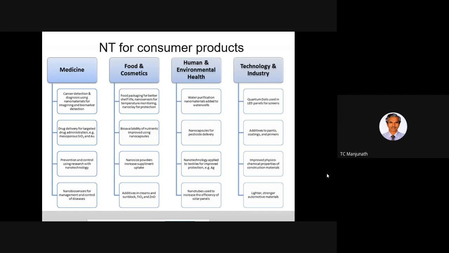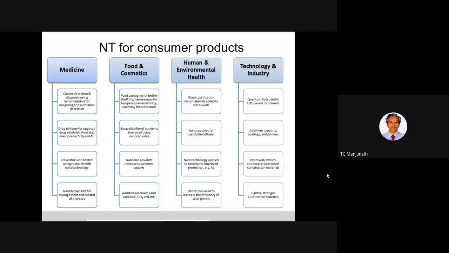From the health point of view: water purification, with nanomaterials added to water wells, then nano capsules for pesticide delivery, nanotechnology applied to textiles for improving protection, and nanotubes used for increasing the efficiency of solar panels to pull in more sunlight.